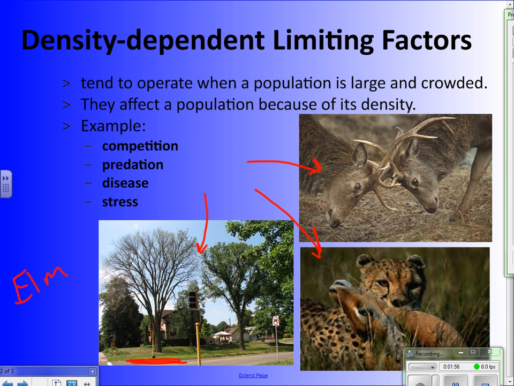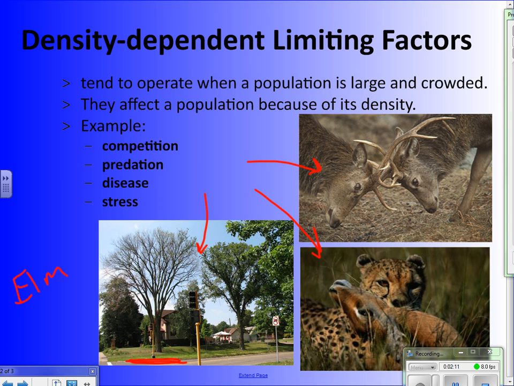Same is true for other populations. As you increase the amount of members of a population, you also increase the prevalence of disease that can go through that population. The fourth density-dependent limiting factor is stress.